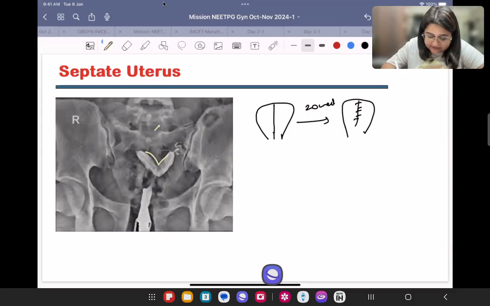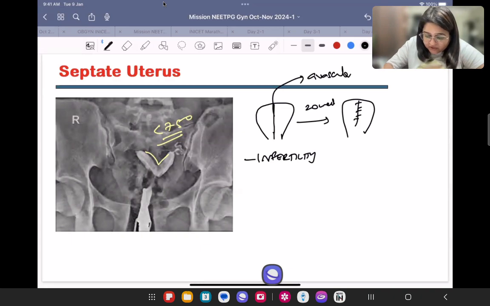The angle is less than 75 degree. Okay. Now, what complications? Same set of complications. Again, infertility is common. Why is infertility common? Because the septum is an avascular structure. So if the embryo implants here, it's not going to continue. It's going to be failure of implantation.